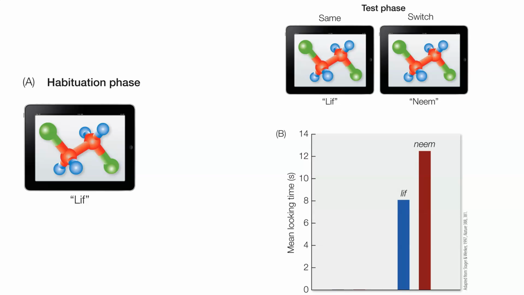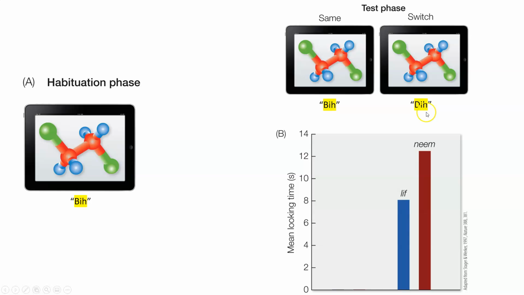Interestingly, there's another alternate kind of condition for this experiment, where the researcher might, instead of calling this a lif or a neem, use other words like bi and di. And under this condition, the same thing happens, where the researcher will present an object and call it bi, bi, bi. And then later on, for some of the infants, it will just be presented again and called bi again. But for half of them, it will be switched and they will see the same object and hear di, di, di.